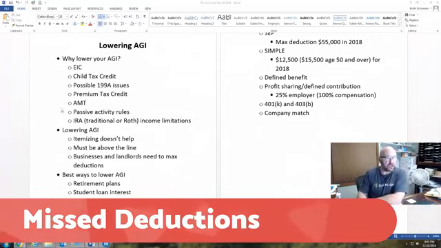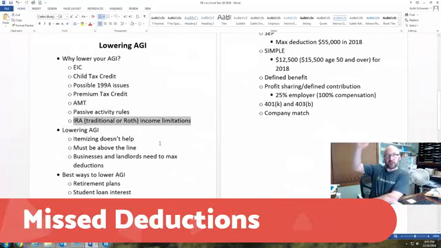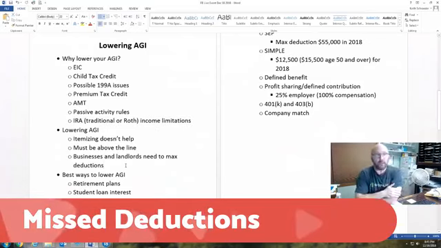However, here's some of the solution. We have lowering AGI. Itemizing doesn't help, but we're going to keep this in mind here. Oh, by the way, this also happens: if your AGI is just a little bit too high, it might reduce or eliminate the ability to put money into a Roth or a traditional IRA. Lowering the AGI, itemizing doesn't help. It must be above the line.